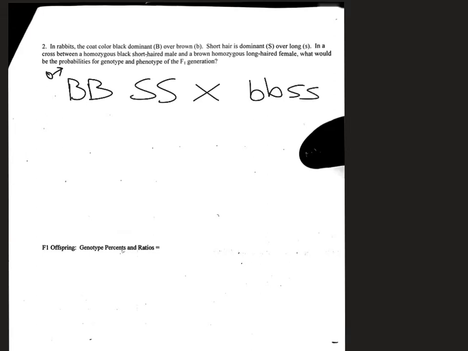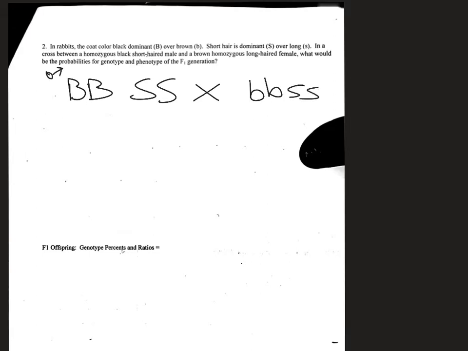All right. In rabbits, the coat color big B is dominant, brown, little b, short hair, big S, long hair, little s. In a cross between homozygous black, short, homozygous black means what? Big B. Short is dominant, homozygous short means big S, is crossed with, and that's a male, that may or may not be important. If it's X-linked, it's important. Is crossed with a brown, and a brown would be little b, and long-haired female, which would be little s.